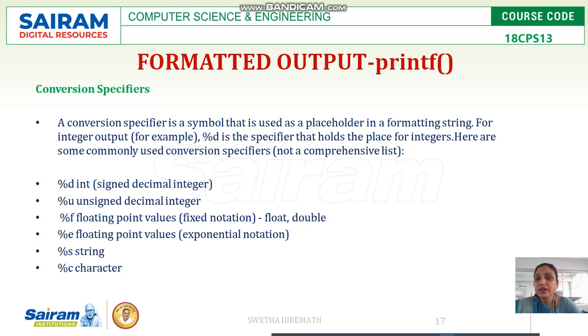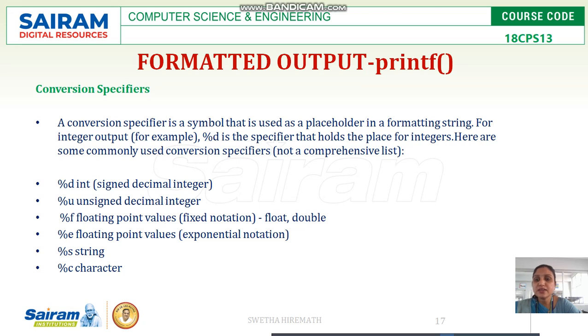What are the different conversion specifiers we use in our printf statement? A conversion specifier is a symbol that is used as a placeholder in a formatting string. For integer output, for example, %d is the specifier that holds the place for integers. Here are some commonly used conversion specifiers which we are going to use in our program. I'll read them out.